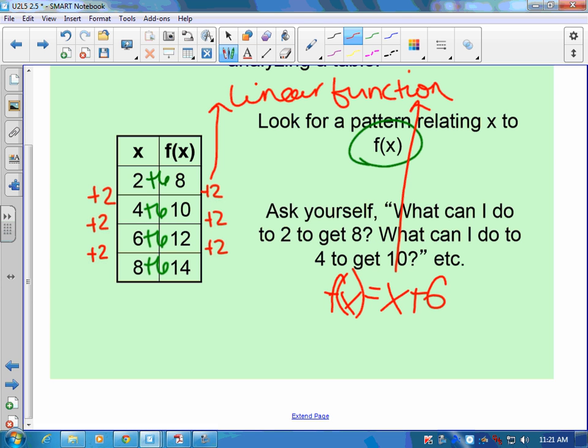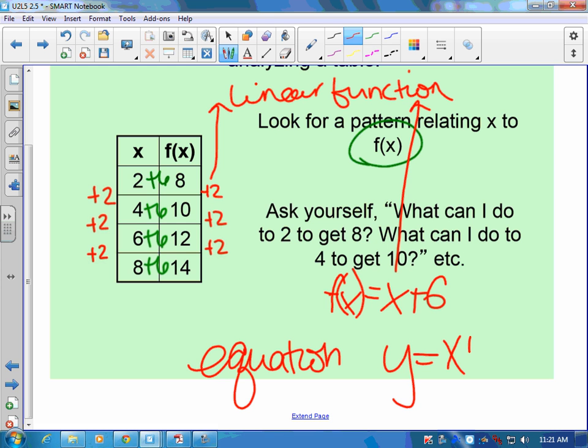Look for a pattern. How am I getting from x to y? And then that will help you write your function. Make sure if it asks for a function, you write f of x equals x plus 6. If we ask for an equation, that's when we want to see y equals x plus 6. So just make sure you know what you're being asked. Are you being asked for a function or are you being asked for an equation? That will tell you how you need to write your relation.